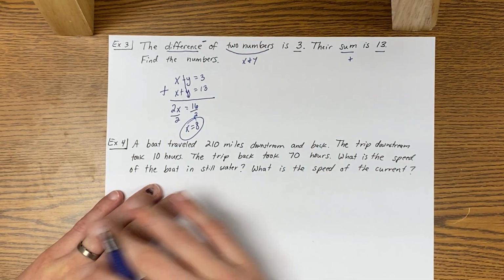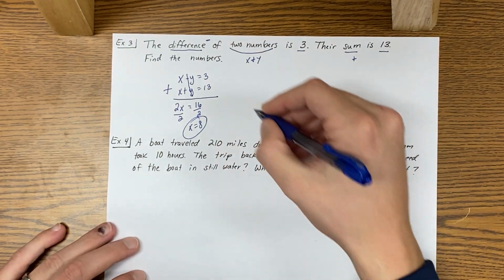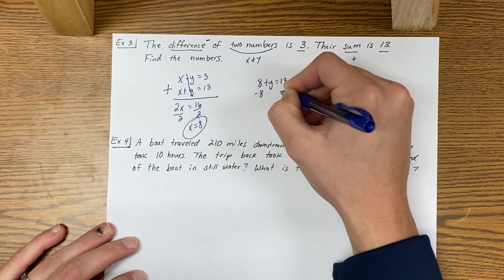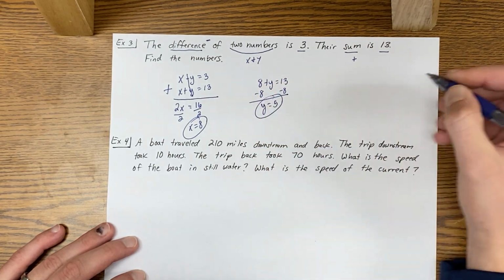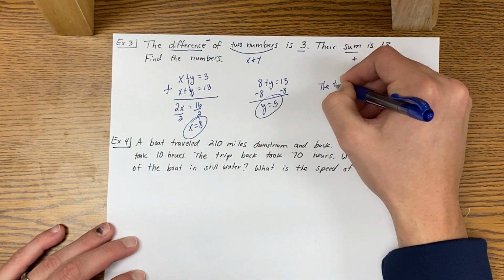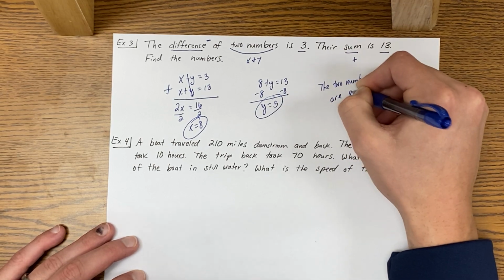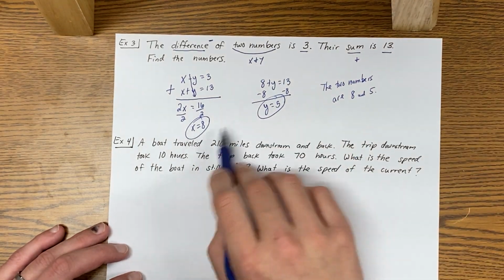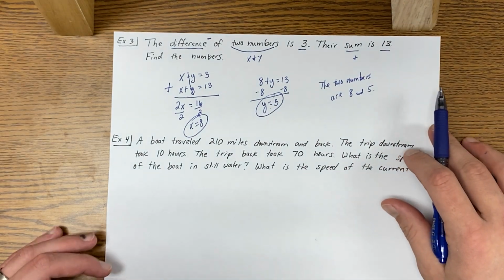Now I know x equals 8. I take 8 and plug it back into either one of my equations. I'll plug it into the second one. So I get 8 plus y equals 13. Subtract 8 from both sides, and we get y equals 5. So we would say the two numbers are 8 and 5. We can check that. Difference, 8 minus 5, 3. Sum, 8 plus 5, 13, and we're good to go.